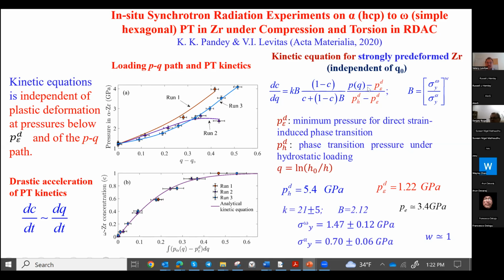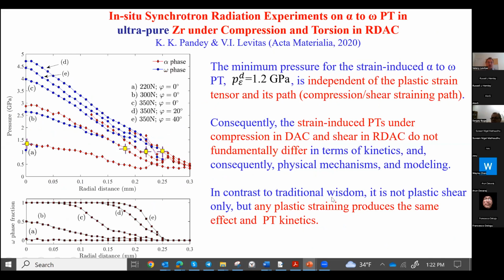And this is the pressure-plastic strain loading path. And here are 3 experimental loading paths. And all experimental results for this process are very close to our theoretical prediction. That means we conceptually proved the validity of this equation and found all material parameters. Here is the evolution of pressure distribution and volume fraction of high pressure phase for different loadings. And these squares are the minimum pressure for initiation of phase transition at different loadings. And you see that minimum pressure is independent of radius. But plastic strain and plastic strain path differ significantly with radius.